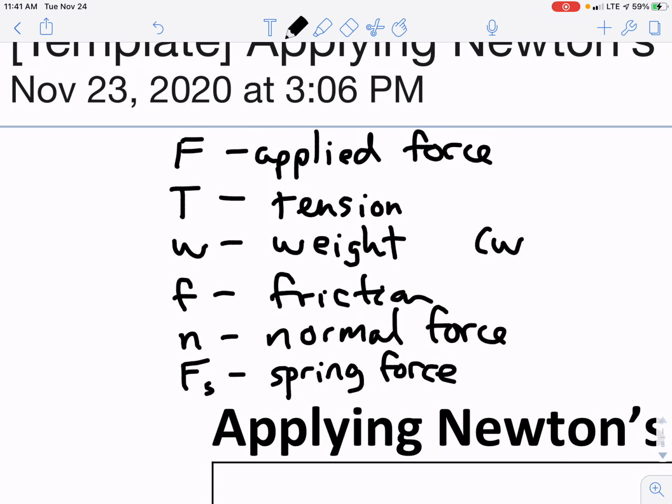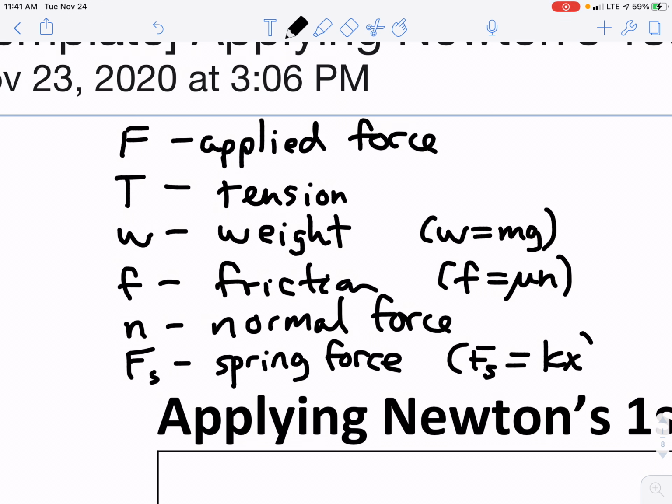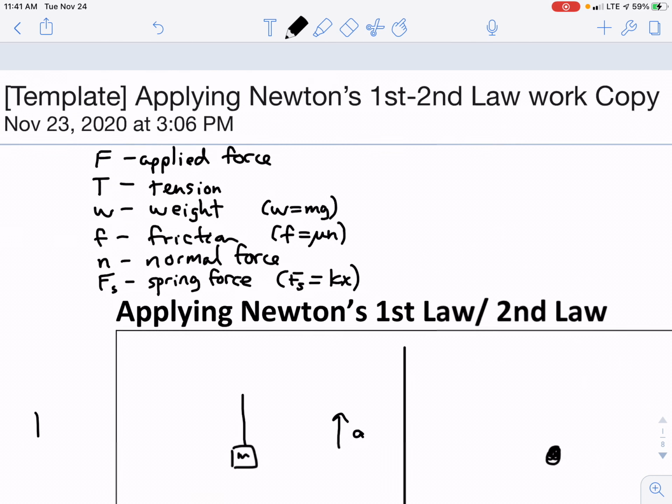Weight has an equation. Make sure you write it down every time you reference it. Friction has an equation. Make sure you write it down when you reference it. And spring force also has an equation. We'll get to the spring force equation when we need to use it.